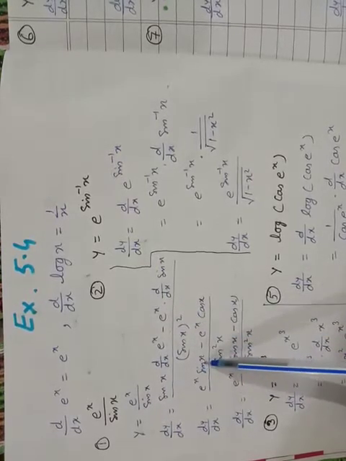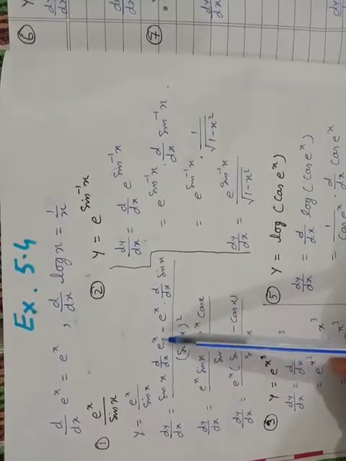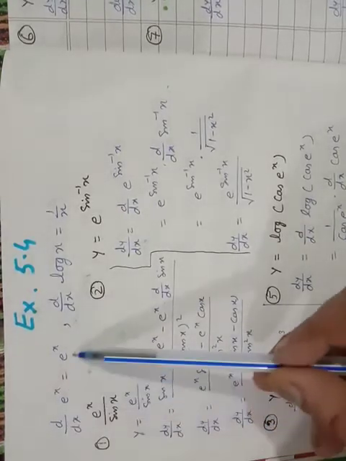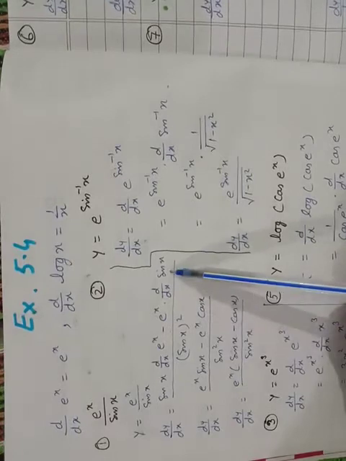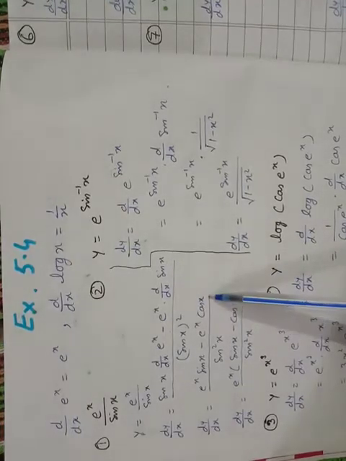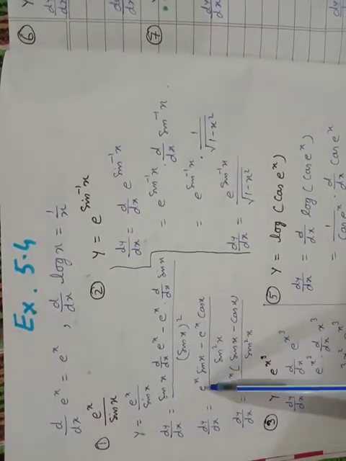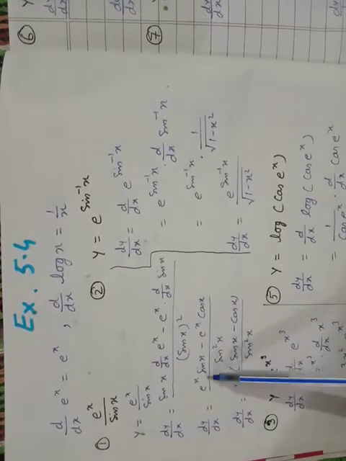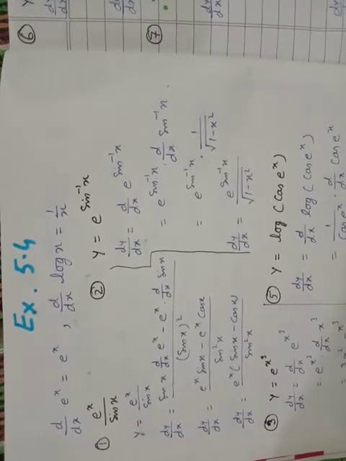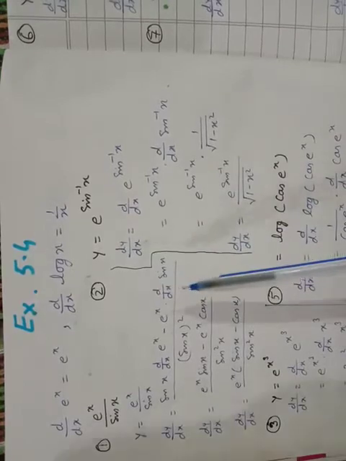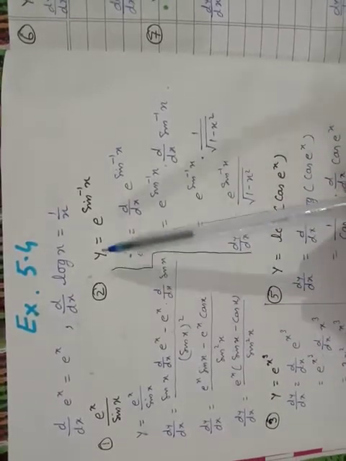Sin x will remain same, e to power x will remain e to power x. Clear? Minus e to power x, and sin x is converted into cos x. You can see that e to power x is common, so we take e to power x common: sin x minus cos x over sin square x. This is your answer. Now the question number 2, y equal to e to power sin inverse x.